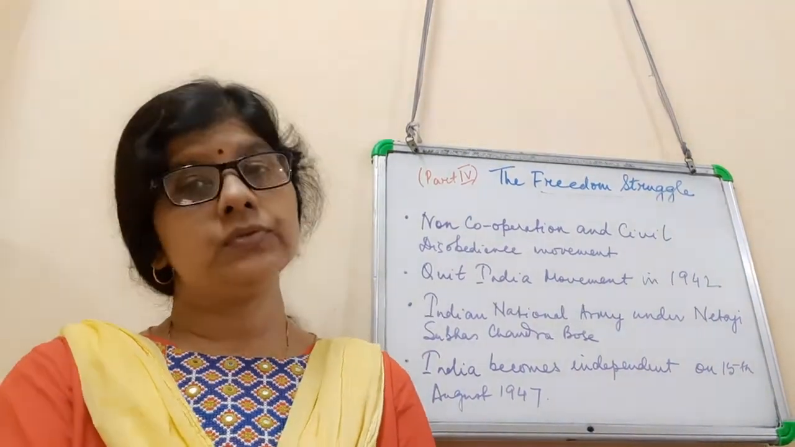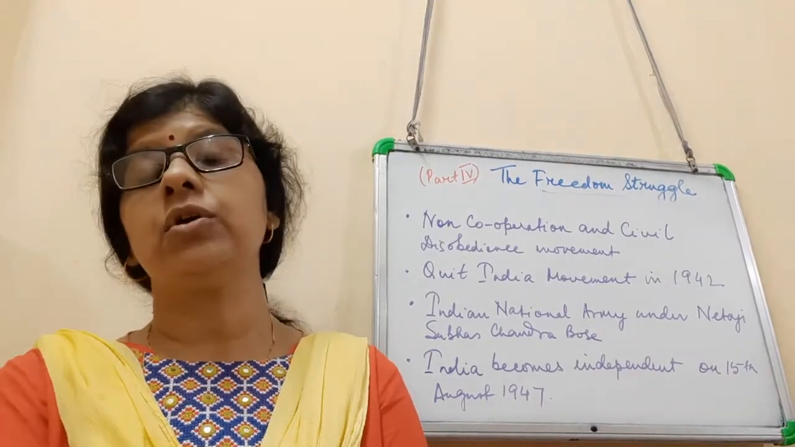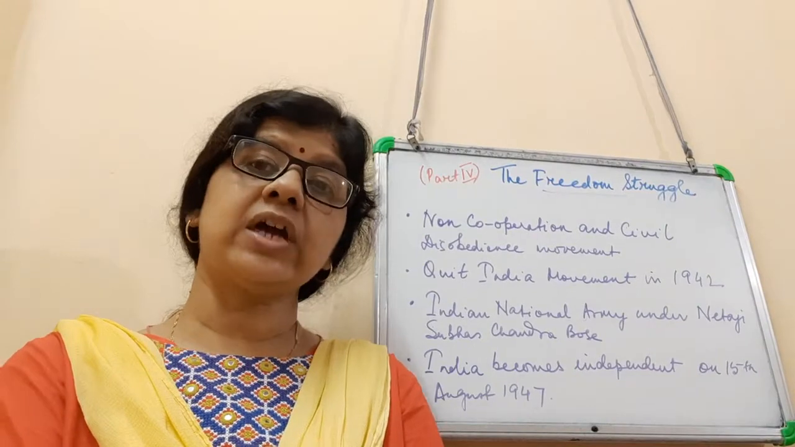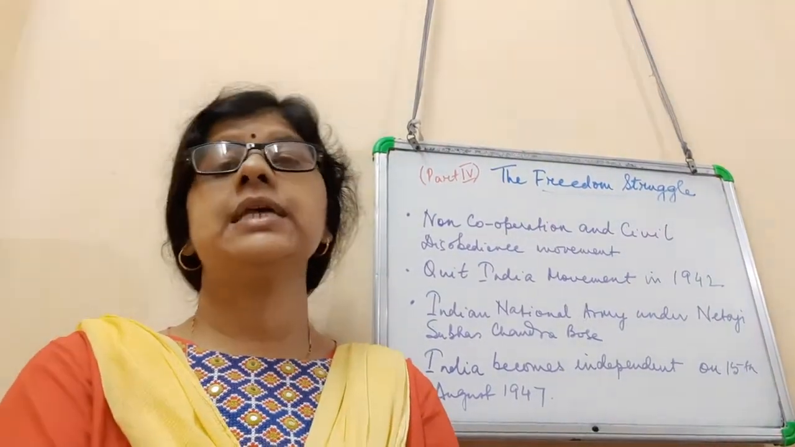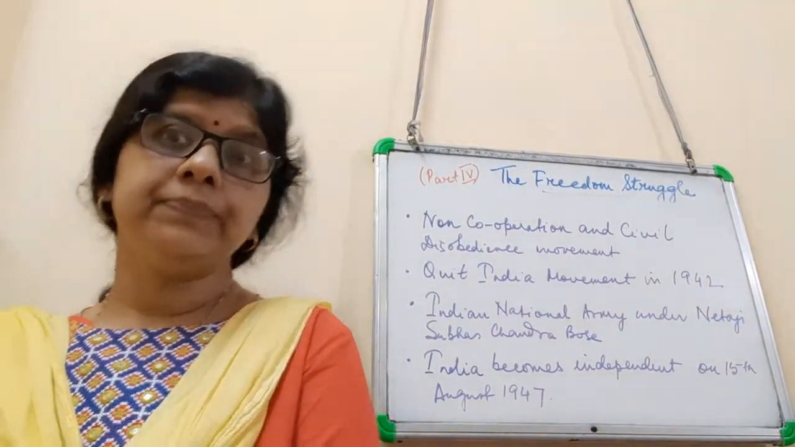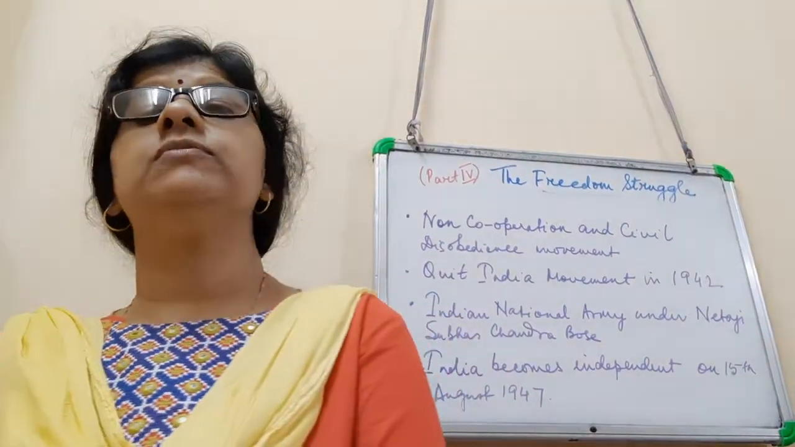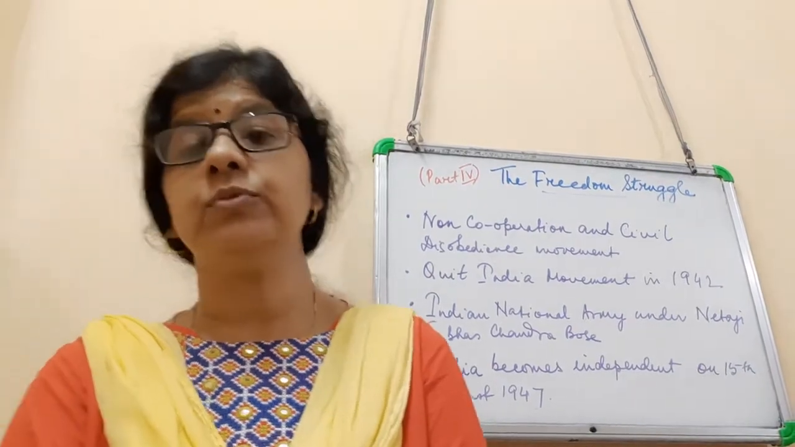We have seen in this chapter the freedom struggle. First, the reasons for the growth of nationalism, the formation of the Indian National Congress in December 1885, the two factions in that Congress, the moderates and the extremists, then the partition of Bengal, and the vehement protest of the partition of Bengal through Swadeshi and boycott movements.